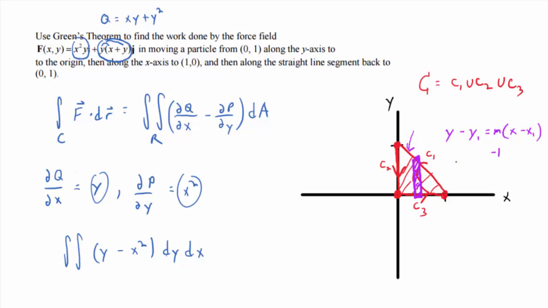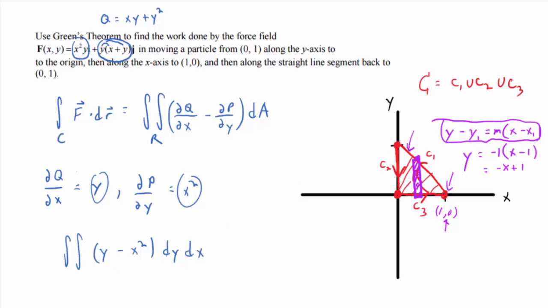So m is -1, and a point on the line is, you could use either (1, 0) or (0, 1). Let's use (1, 0) for my x1, y1, right? The reason I picked (1, 0) is because y is 0, so y1 is 0. So I just get y on the left side, equals -1 times x minus 1, which is what? Negative x plus 1? Does everybody believe that? Okay, yeah? Ryan, you looked like you weren't convinced.